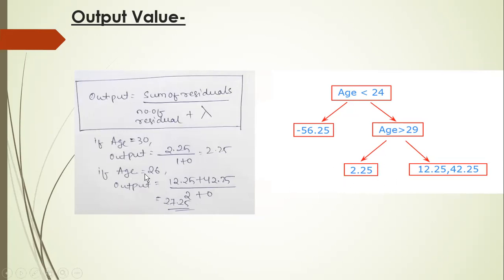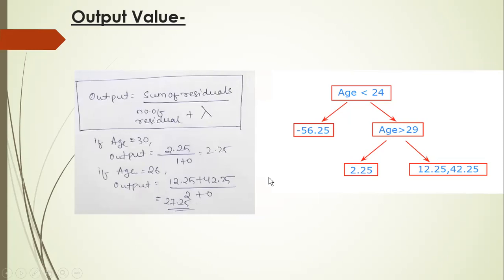Suppose the age is 26, it will go here, then it will move here. This is the formula. If there are two nodes, the sum of residuals is 12.25 plus 42.25, divided by 2 plus 0, which will be 27.25.